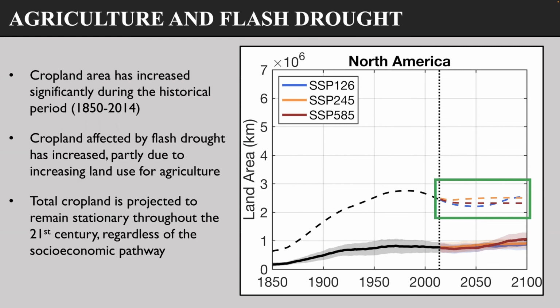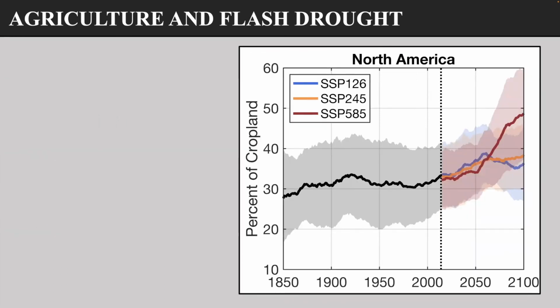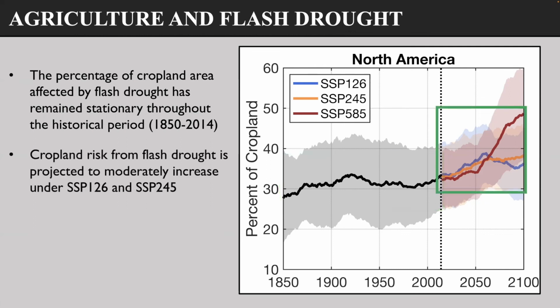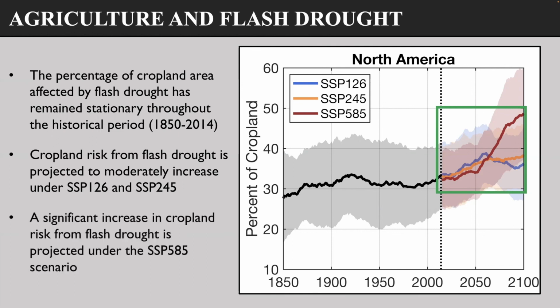So what we can do is also look at the total percentage of croplands that are experiencing flash drought to see what kind of impact flash drought is having specifically over agricultural land area. And in the historical period, we actually see that flash drought occurrence has remained relatively stationary. But when we look at the future period, we actually see an increase in the risk of flash drought. So in SSP 126 and SSP 245 scenarios, we see a moderate increase in flash drought frequency, but we see the highest increase in the SSP 585 scenario, indicated by the red line on the graph.